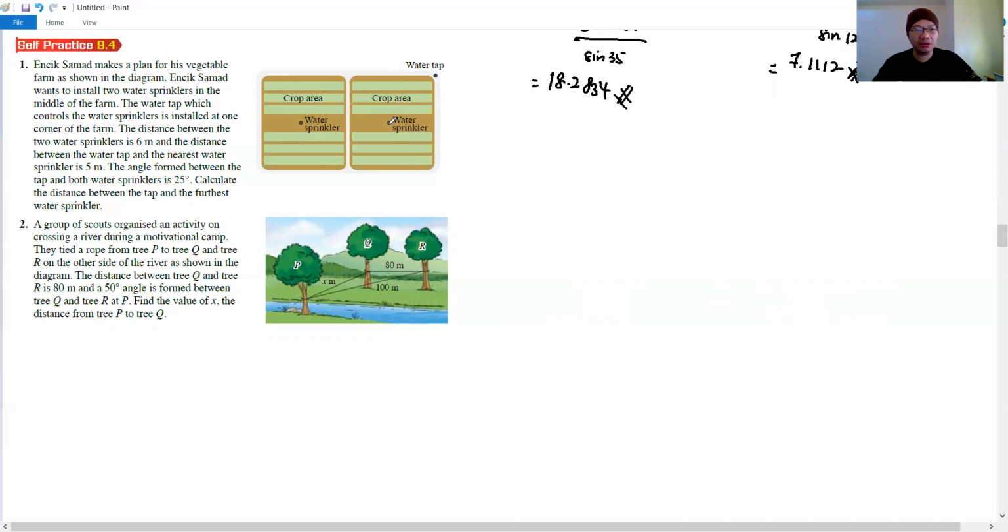Okay, let me draw. Okay, how much here? 6 meter. So, and the distance between the water tap and the nearest water sprinkler, this is the nearest, right? So this is 5.